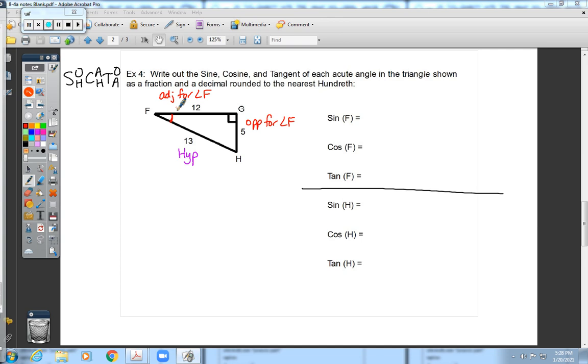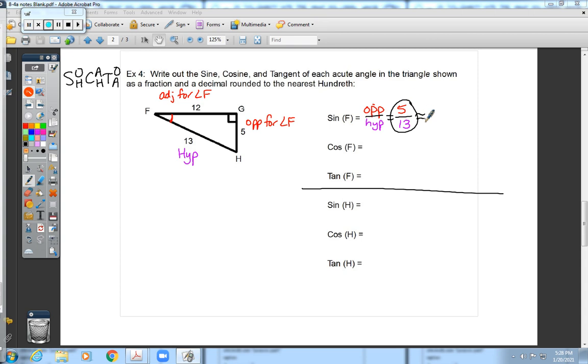So, when we go to do the sine of angle F, we are going to use our definition, which is that sine is opposite over hypotenuse. Now, given the labels that we have in our picture, opposite is 5 and hypotenuse is 13. So, the sine of angle F is 5 over 13. We check, and that fraction does not reduce, so that takes care of the fractional answer.